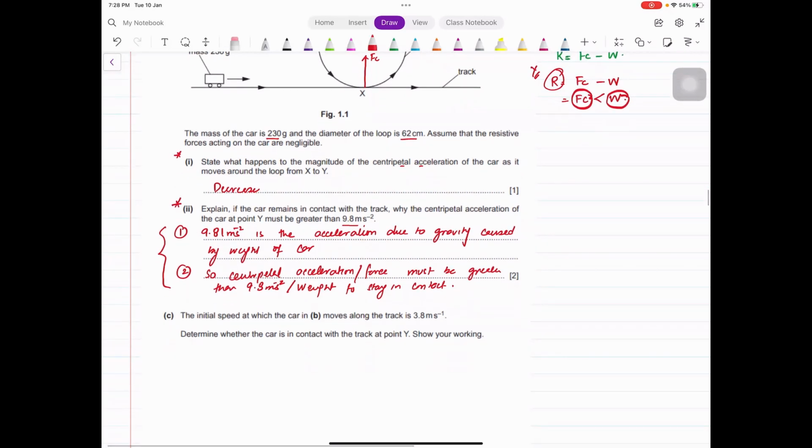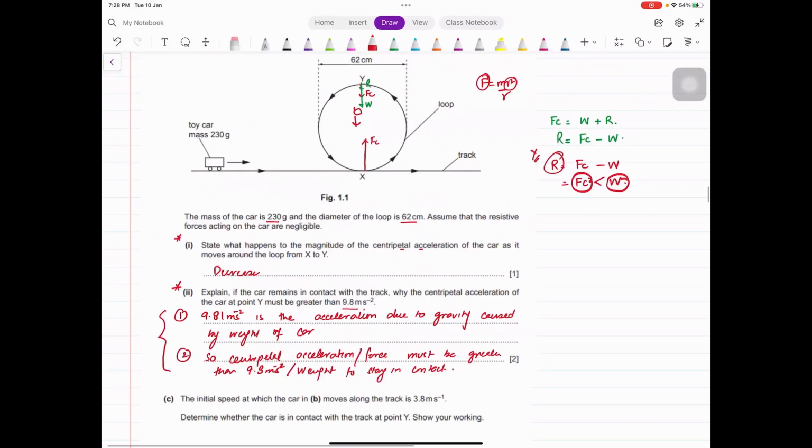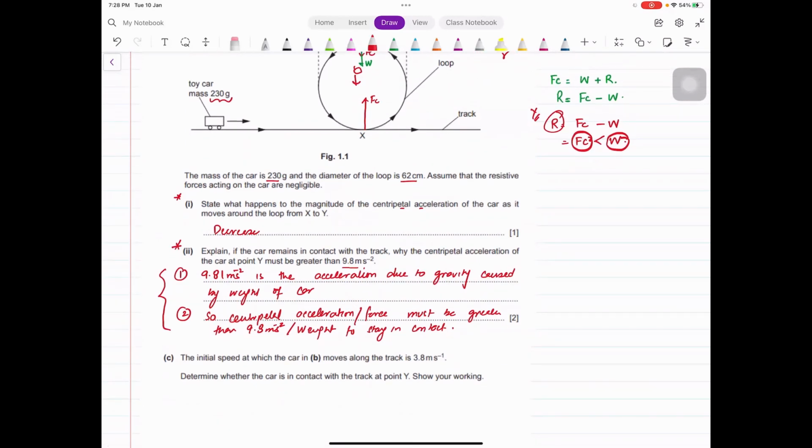Now we need to do this, right? First of all, we should understand the mass of the car is this. We need to see whether it stays in contact. So our equation is R equals FC minus W. Now let's put in the values: R equals mv squared over r minus mg. We need to see if R is still there, if it's in contact or not. So this is the question really. It's very simple. Put in the values.